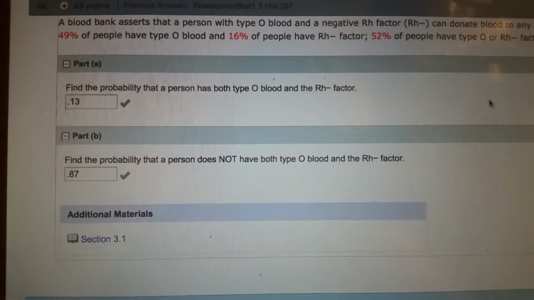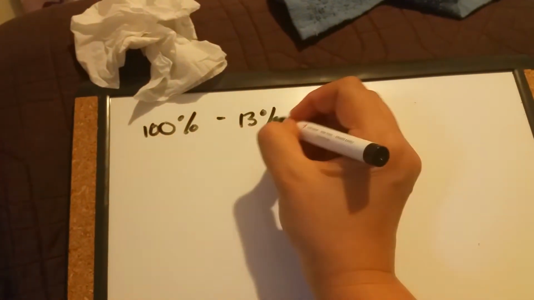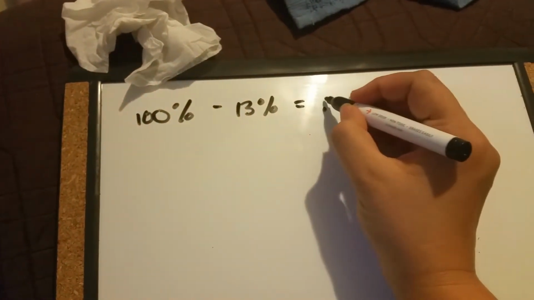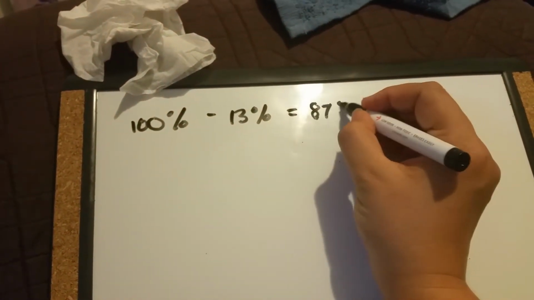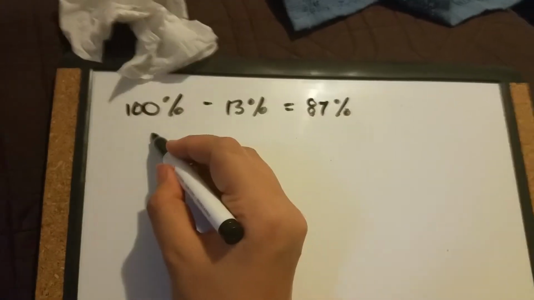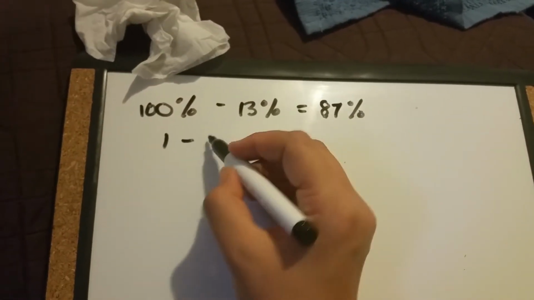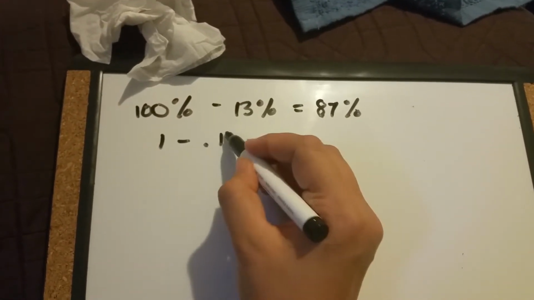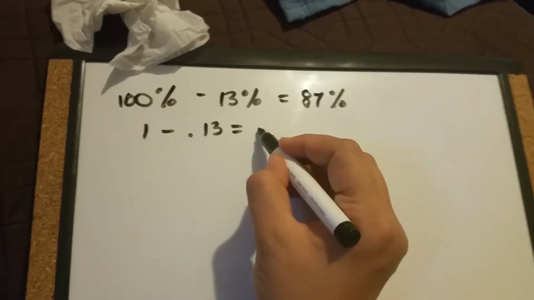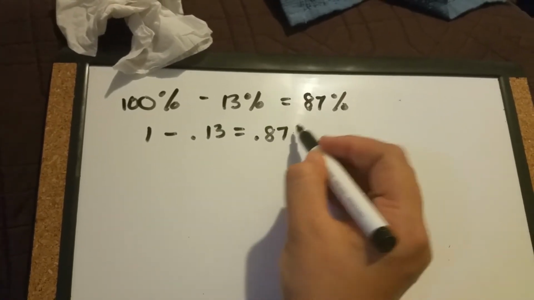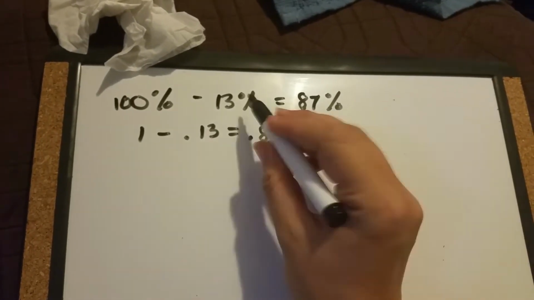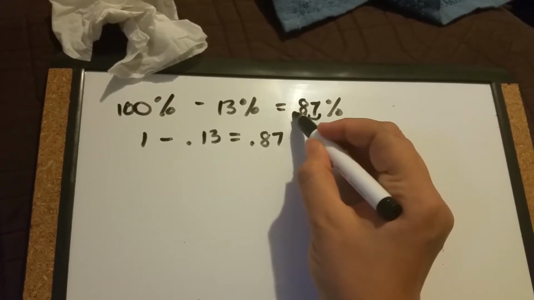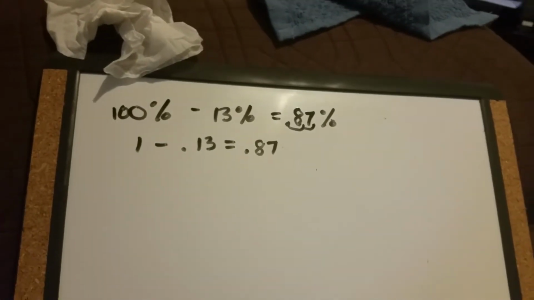So 100% minus 13% equals 87%. Or if you're doing it in decimal form, just remember you can't go any more than 1, so 1 minus 0.13 is going to come out to 0.87. But I like to do it this way with the percentage, and I just think, okay, where's the decimal going to go? Move it 2 over.